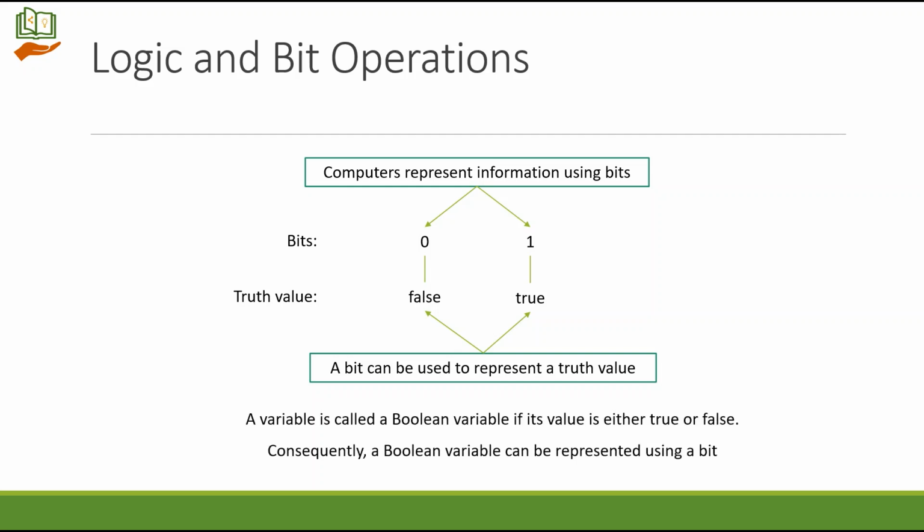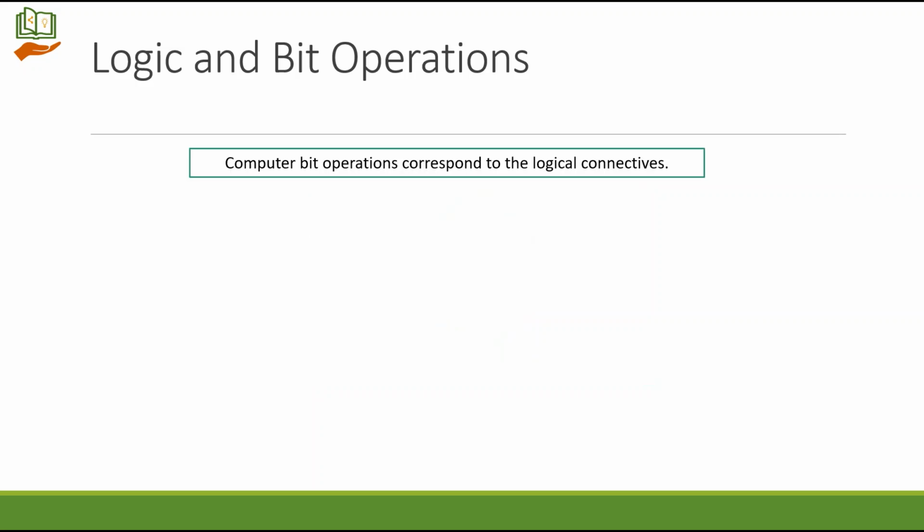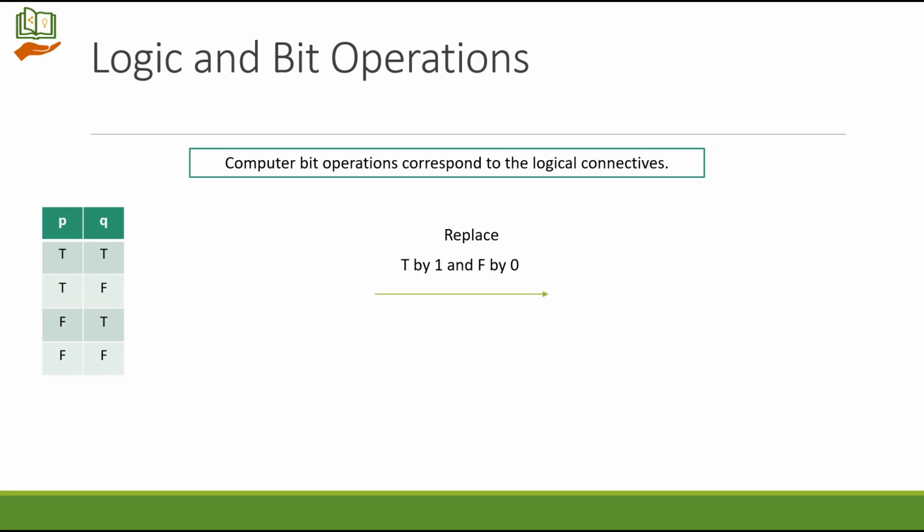A variable is called a Boolean variable if its value is either true or false. Consequently, a Boolean variable can be represented using a bit. So if a variable is going to have the value of 1, we can say it is true. When it is going to have a value of 0, we can say it is false. Computer bit operations correspond to the logical connectives. So let's take P and Q. We are replacing T by 1 and F by 0. We get this. So wherever we had true, 1 is getting replaced. Wherever we had false, 0 is getting replaced.